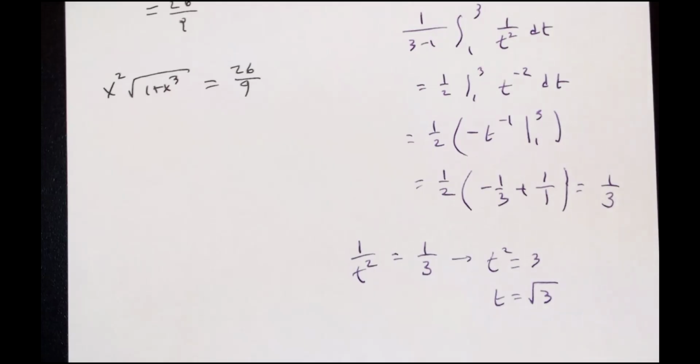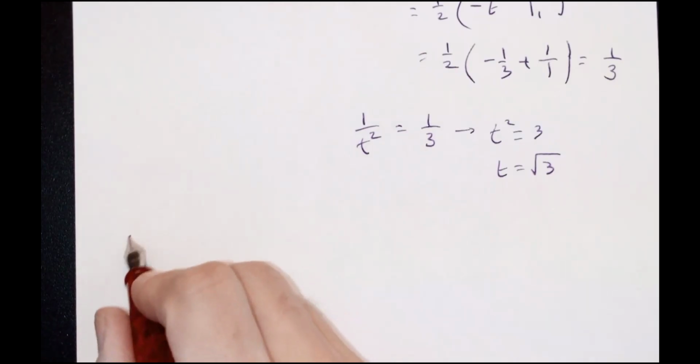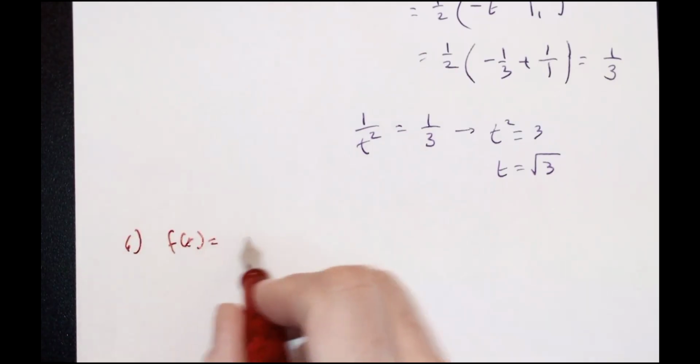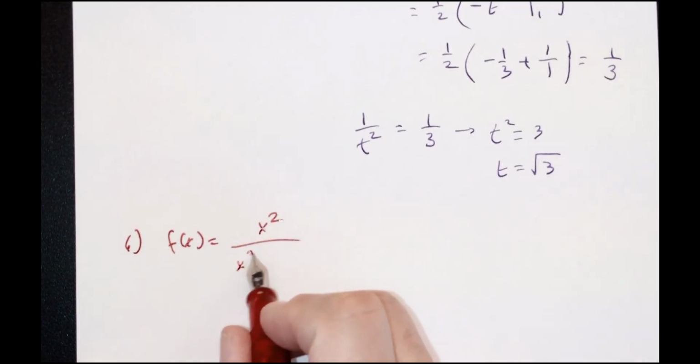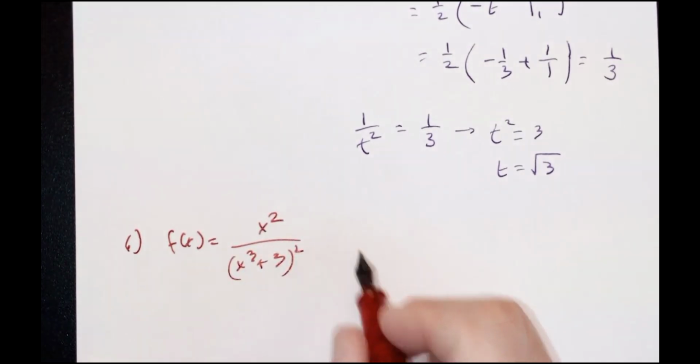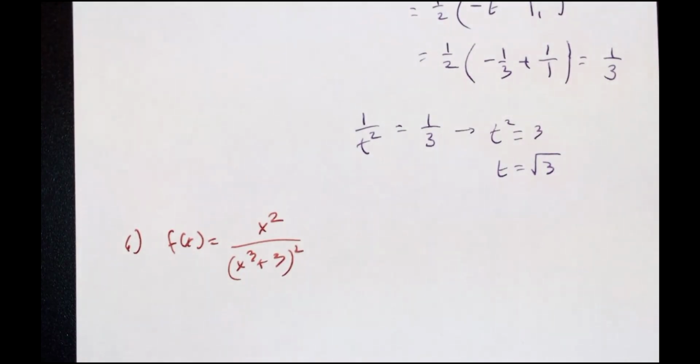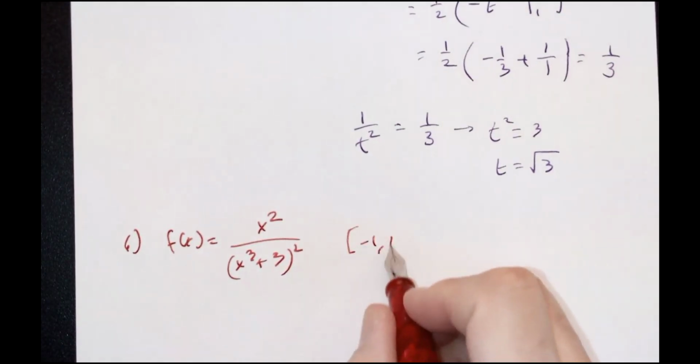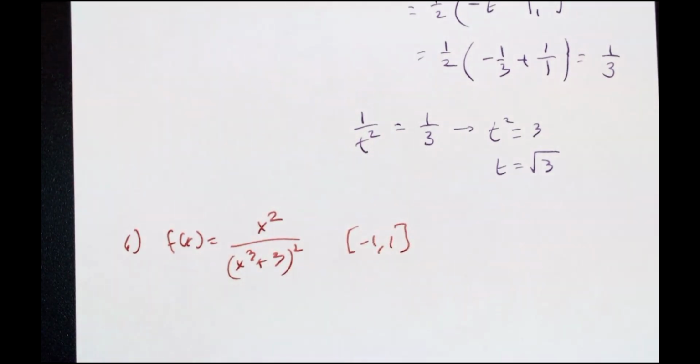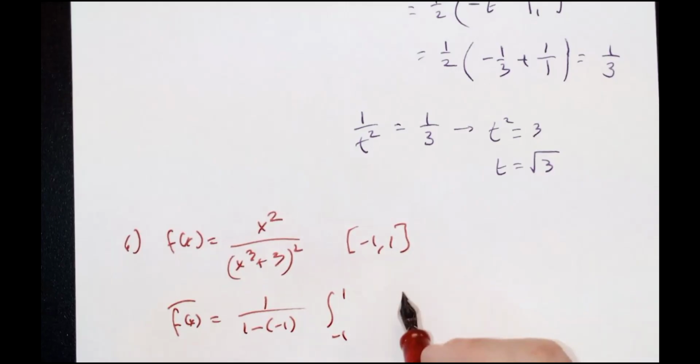Let's take a look at 6. 6 says x squared over (x cubed plus 3) quantity squared, and our interval is -1 to 1. So our average value is 1 over (1 minus -1), the integral from -1 to 1 of x squared over (x cubed plus 3) squared.